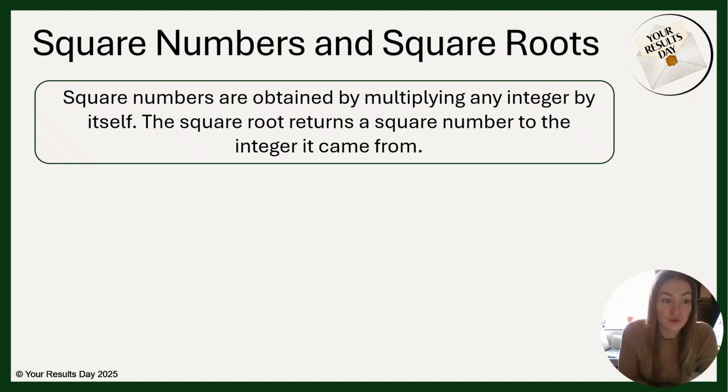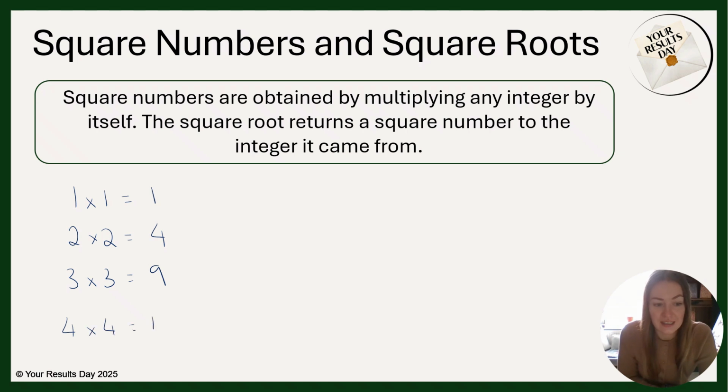So square numbers, for example, if I times 1 by itself, I would get 1. If I times 2 by itself, I would get 4. 3 times by itself gets 9. 4 times by itself gets 16, and so on. So these are how we get our square numbers. So the square numbers are the answers here. So 1, 4, 9, 16, 25, 36, 49, and so on. They are the square numbers.